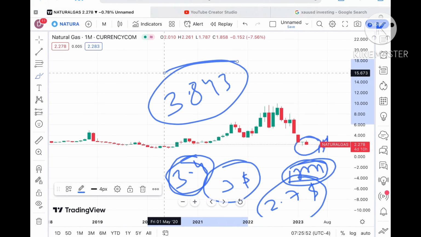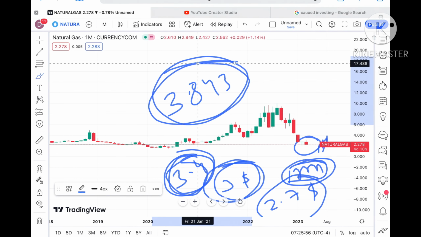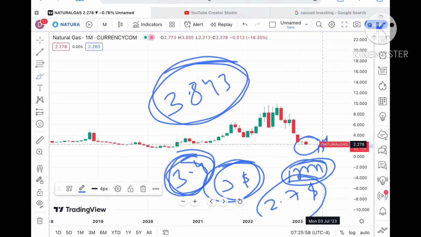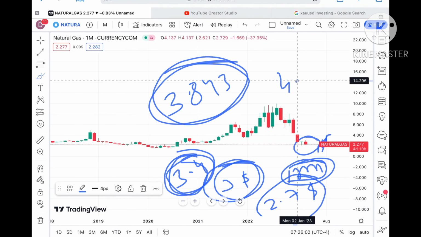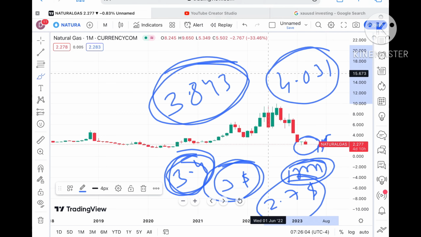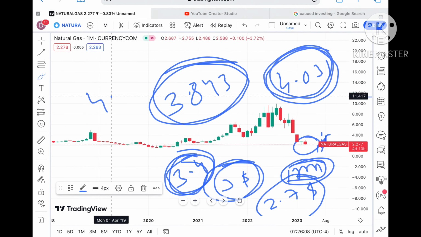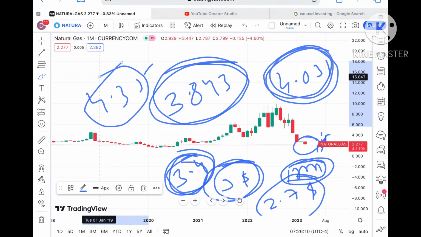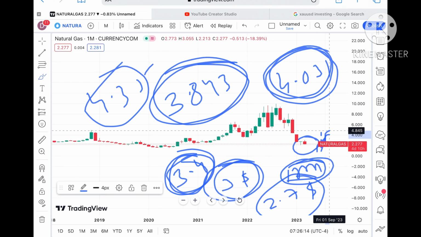Keep this in mind. Once it sustains above a level of $3, the chance of touching 3.4 is there, and from there we can see a level of $3.843. And once it moves above that zone, it can touch a level of $4.031. Keep this in mind. Once it sustains this level, there is a gap which is still not filled at a level of 4.35. So once it sustains above 4.35, chances of going towards 4.6 are there, and from there we can see a level of $4.9.